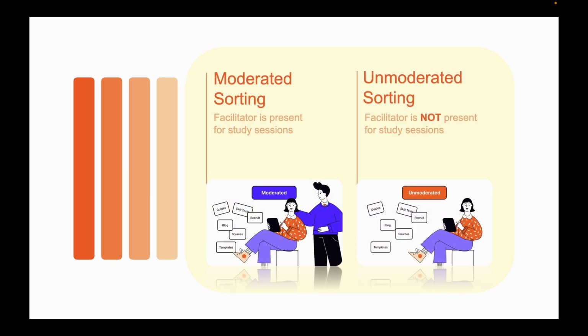Card sorting can be moderated or unmoderated. Moderated means there's a necessity for the presence of a person who observes how participants sort cards and listens to what they are saying. From that, learn more about the reasons behind their decisions. Unmoderated is the opposite.